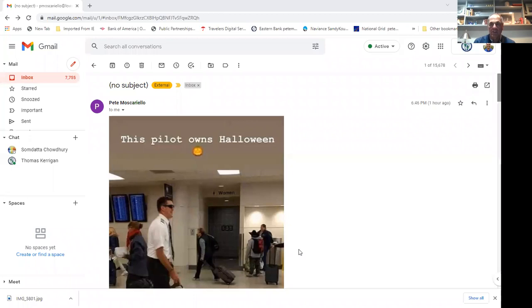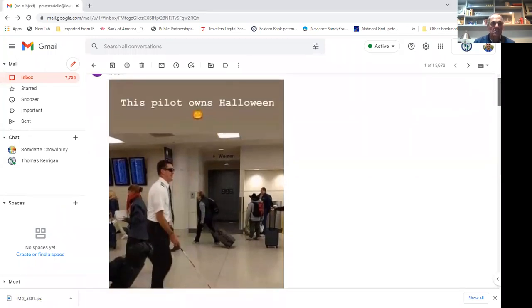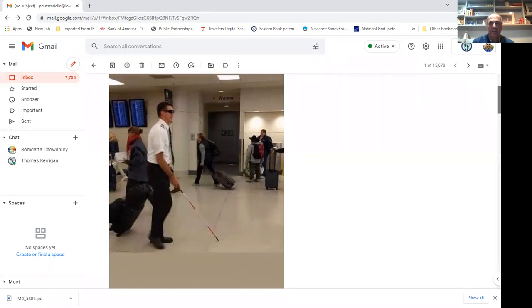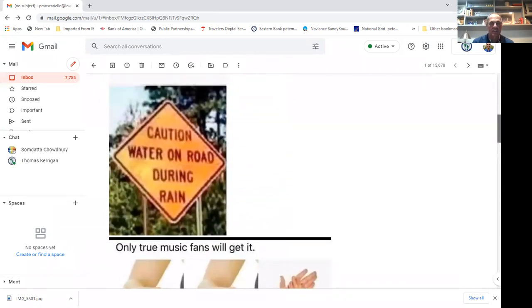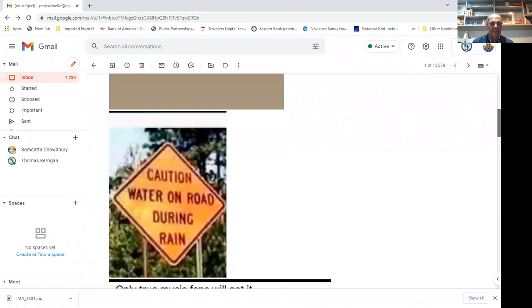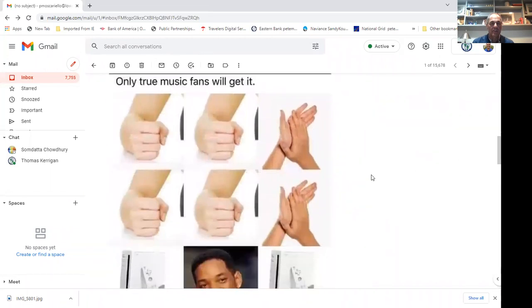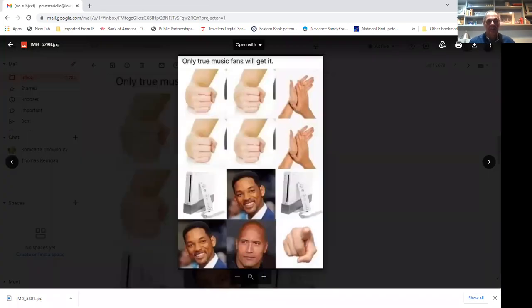All right, you can tell me which one you like. Start with cartoon number 1. This pilot owns Halloween. Self-explanatory. Number 2, natural sign. Caution, water on road during rain. Okay. Number 3. Get this one?